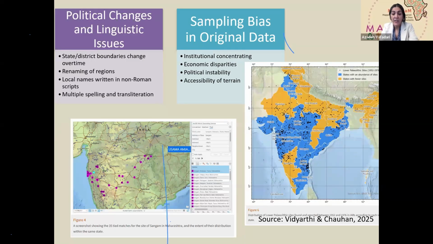India's political boundaries changed significantly after independence, with districts renamed and states reorganized. This means historical place names do not always match present-day geography. In addition, site names were originally in local languages but recorded in English, and transliteration, distortion, and spelling variation create multiple possible matches in GIS, and this is another issue that we're faced with. The example here shows that for one site there are 35 possibilities that you can find when you look on the maps.